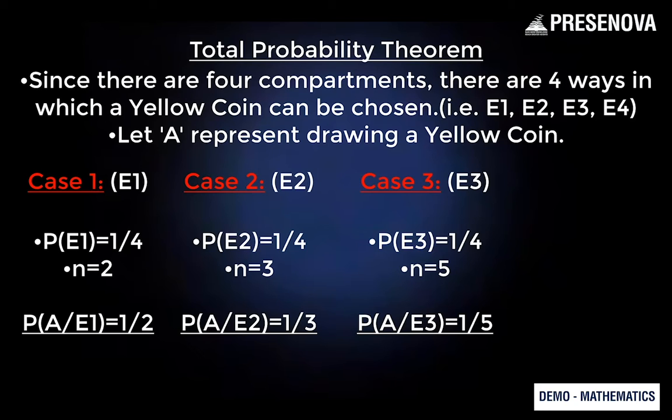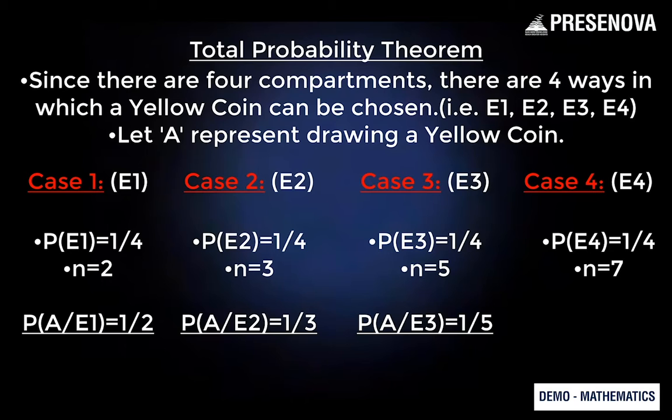Let us now look at the final case, case 4. The probability of choosing the 4th compartment, P of E4, is equal to 1 by 4, where E4 represents choosing compartment 4. It is given that compartment 4 has 1 yellow, 2 green, 2 red and 2 blue coins, making a total of 7 coins.